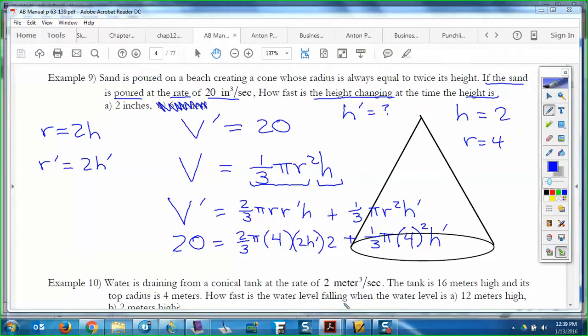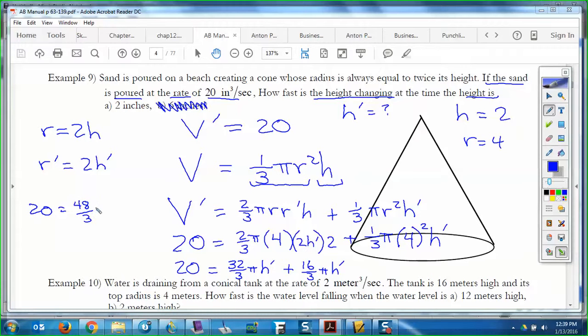Now, you could type this into your calculator, but I think we can get it here. We got 2/3 times 4, that'd be 8/3, times 2 would be 16/3, times 2 would be 32/3. So that's 32/3 pi h prime plus, this would be 16/3 pi h prime. Oh, those are like terms. I can add those together, can't I? So I'm going to get 20 equals what?